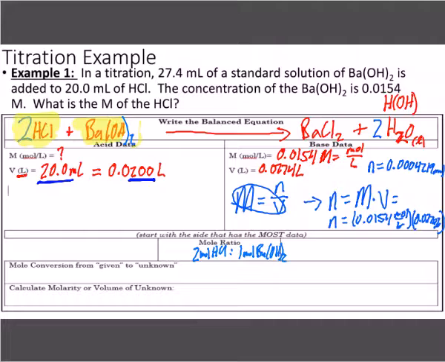So my given is going to be that 0.0004219 moles of BaOH2. And now I'm going to go to HCl. Well, this is review. 1 mole of BaOH2 on the bottom. We have 2 moles of HCl on the top. So how many moles of HCl will we actually have?